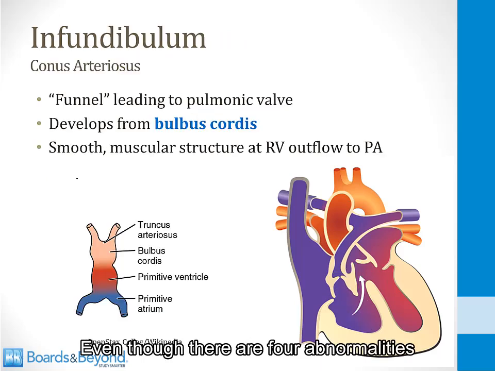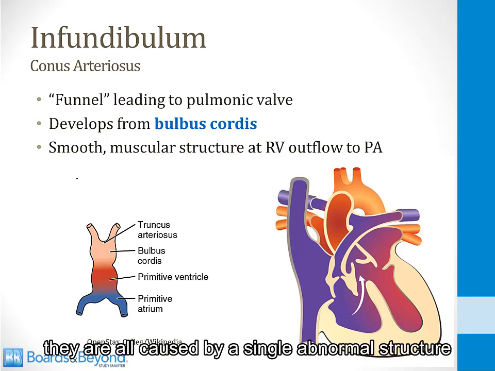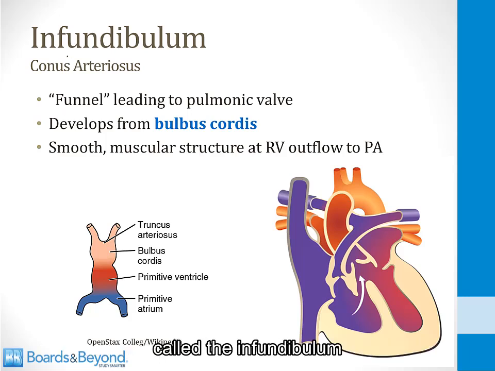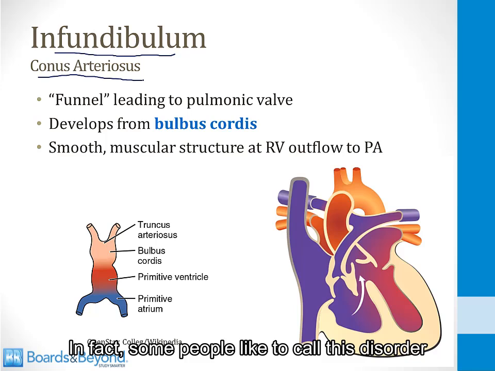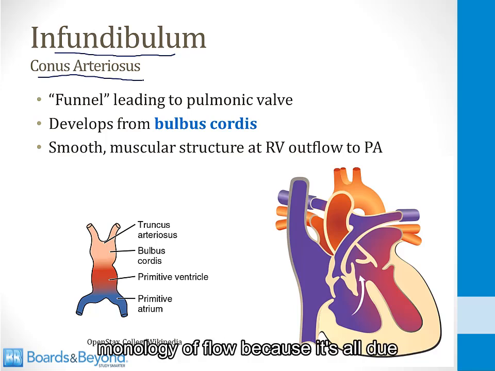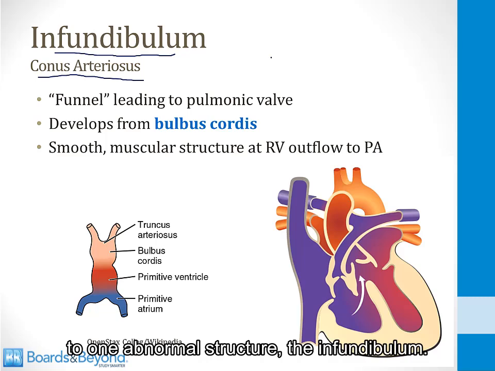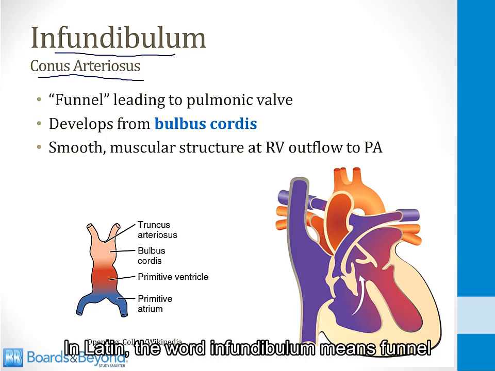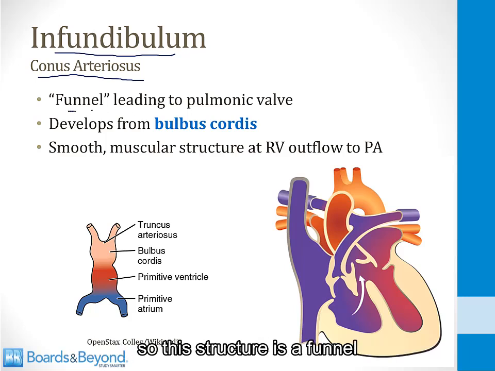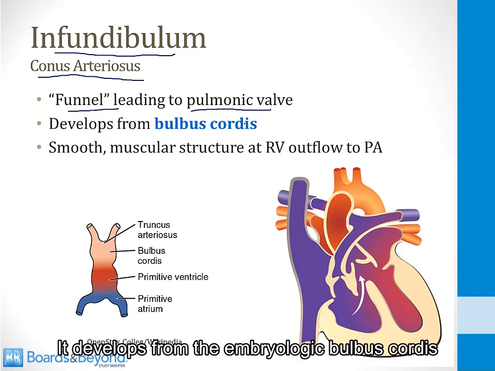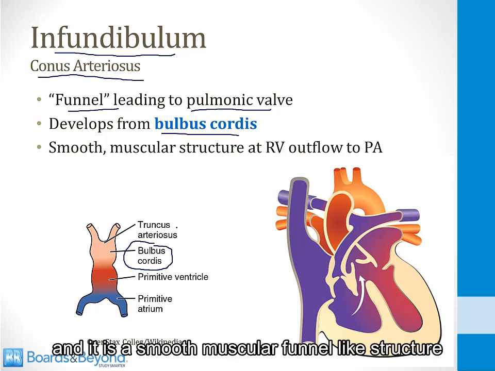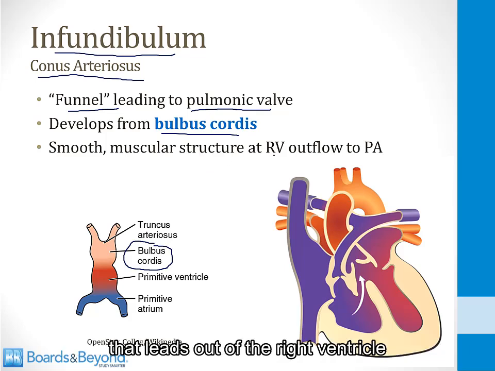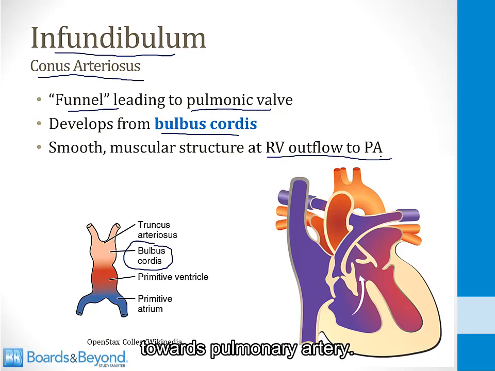Even though there are 4 abnormalities in tetralogy of Fallot, they are all caused by a single abnormal structure called the infundibulum, which is also sometimes called the conus arteriosus. In fact, some people like to call this disorder monology of Fallot because it's all due to one abnormal structure, the infundibulum. In Latin, the word infundibulum means funnel, so this structure is a funnel that leads out of the right ventricle toward the pulmonic valve. It develops from the embryologic bulbus cordis, which is shown at the bottom of the screen here in the heart tube, and it is a smooth muscular funnel-like structure that leads out of the right ventricle towards the pulmonary artery.